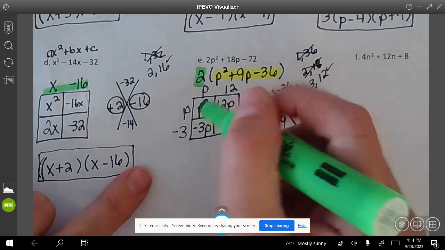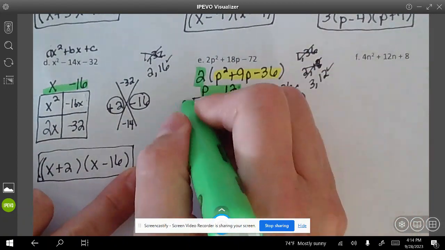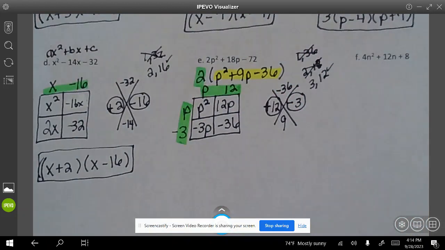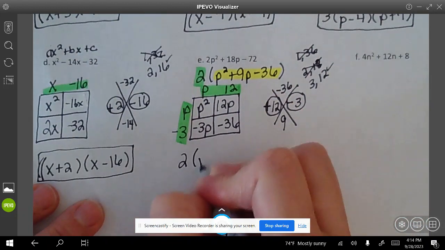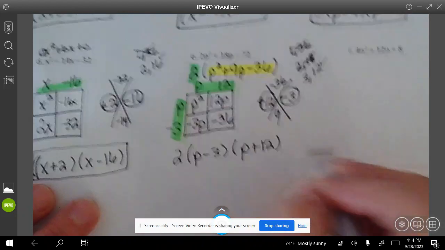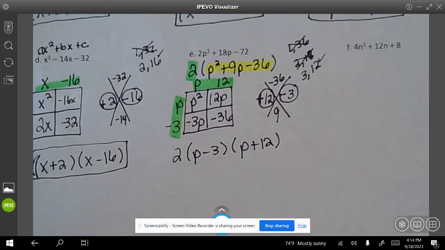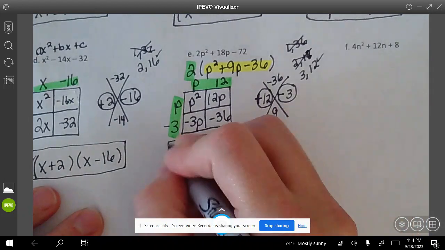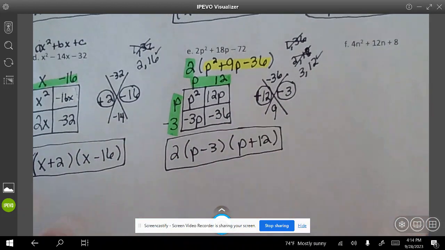So when I write my answer, notice I highlighted that 2 up there because I got to keep it. So my answer is 2 times p minus 3 times p plus 12. And that would be your final answer. Again, if you put the p plus 12 first, that's okay. Doesn't matter.